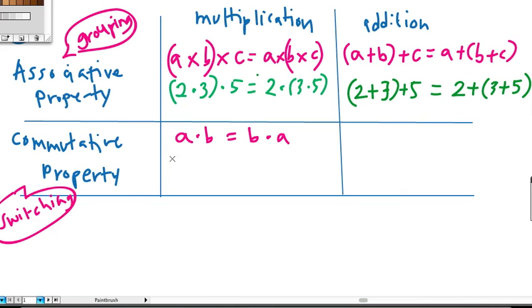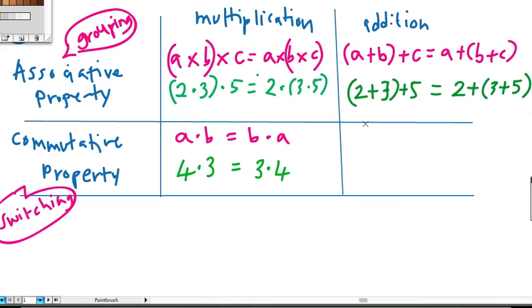Alright, so if we were to use numbers, this would be the same as 4 times 3. That would be the same as 3 times 4. In either case, we end up with 12. That was the commutative property of multiplication. Okay, let's try the last one on our table.